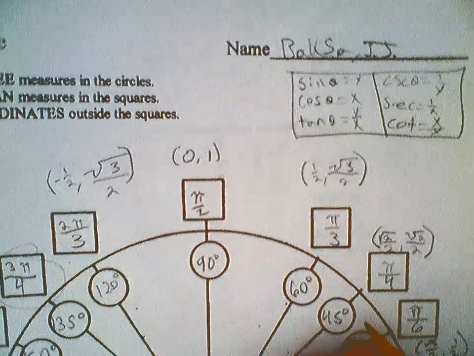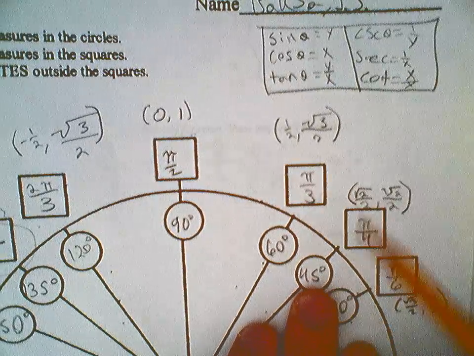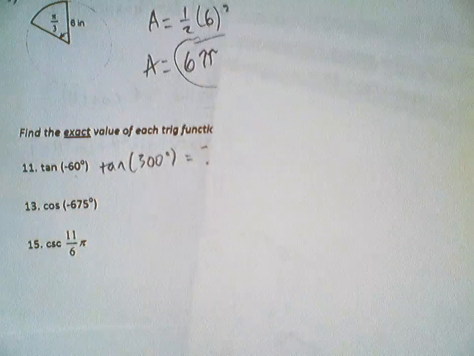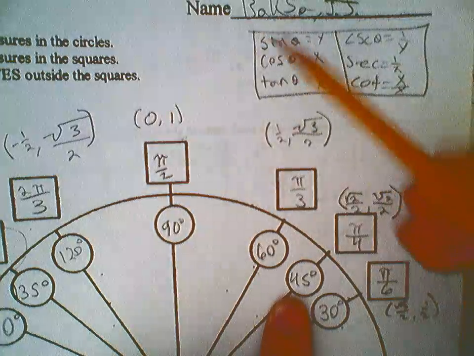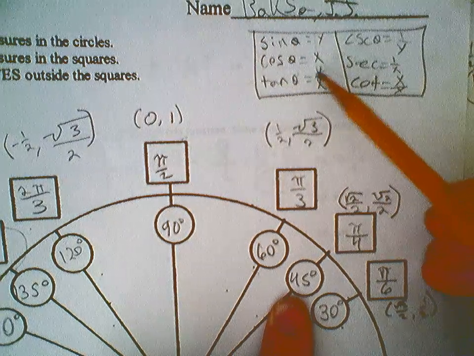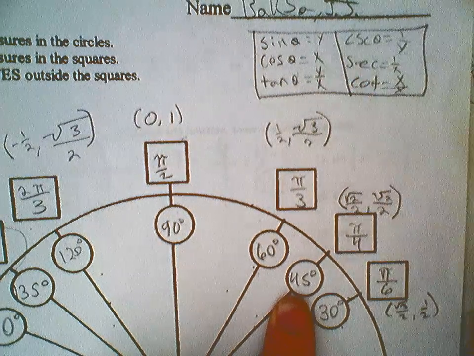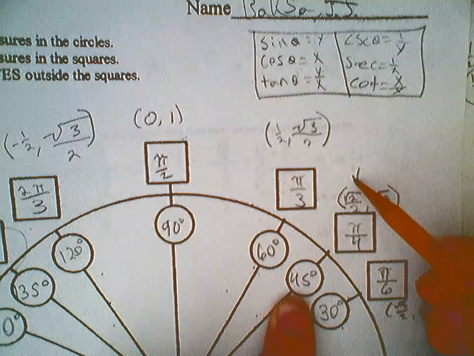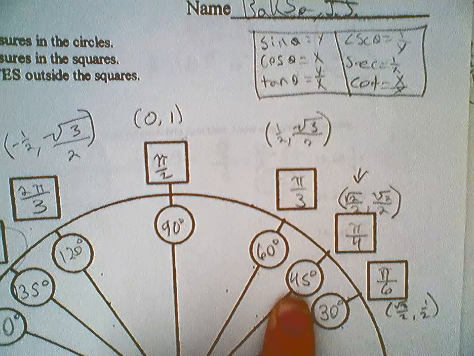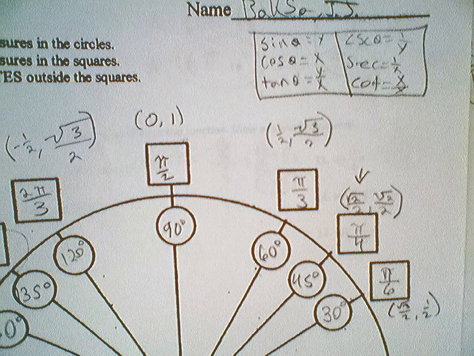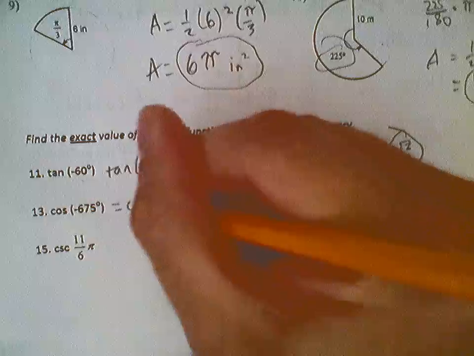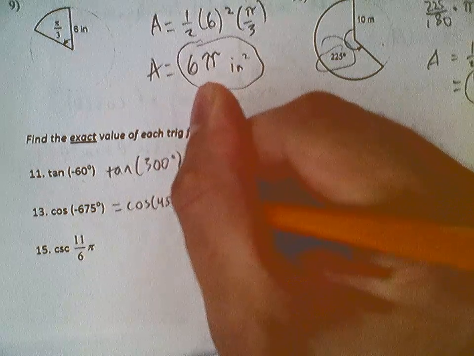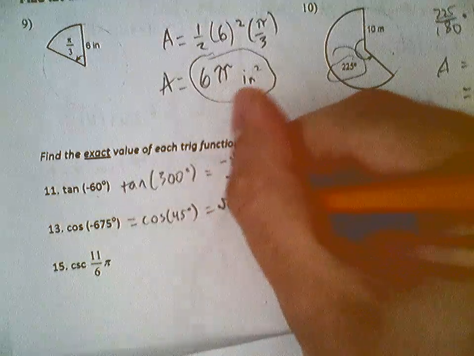So 45 degrees. Quadrant 1. And I'm doing cosine of this one. Yeah, cosine of 45 degrees. So for cosine, the unit circle definition of that is simply the x coordinate. So my answer here is going to be the x coordinate of that point. So square root of 2 over 2.